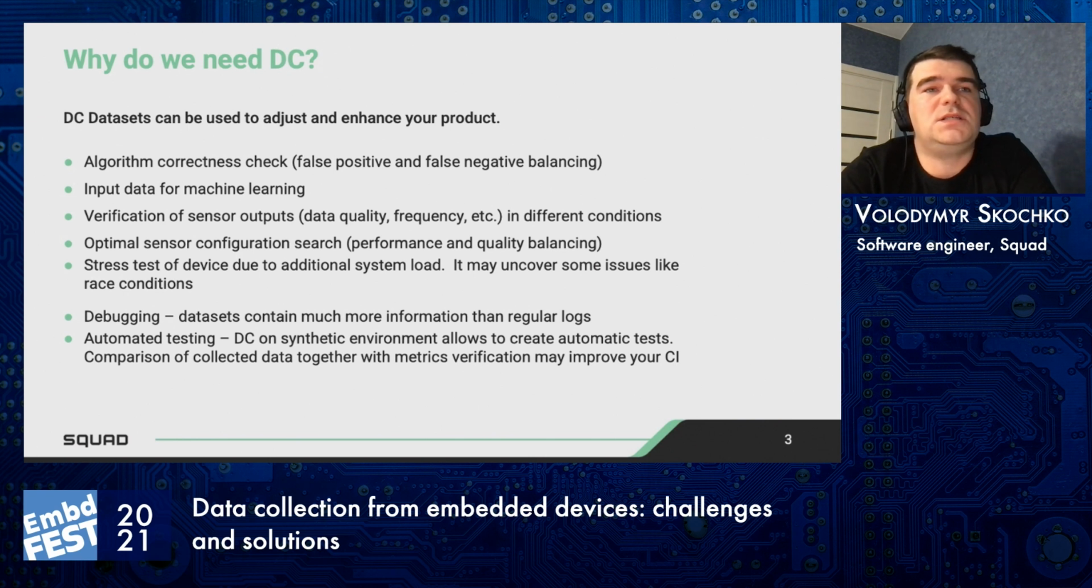And the last one is automated testing. So if you have stable data collection infrastructure, then you can simulate different scenarios and create automated tests. For example, you can play video on a display and you can get the same scene for different builds. After that, you can develop some metrics to compare data from different builds, and based on that, you can improve your continuous integration process.